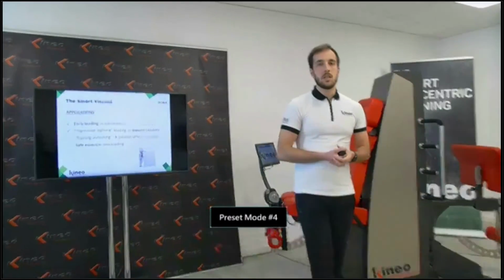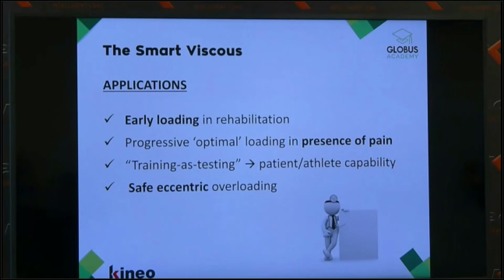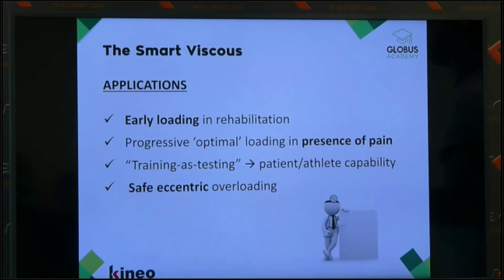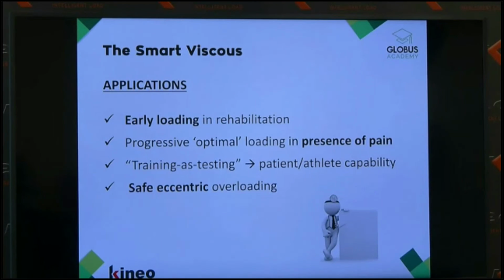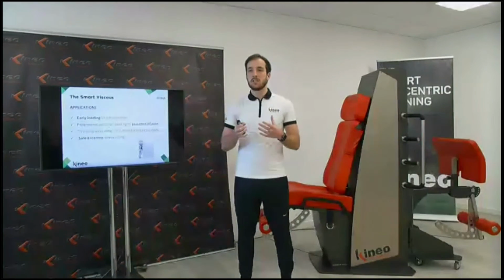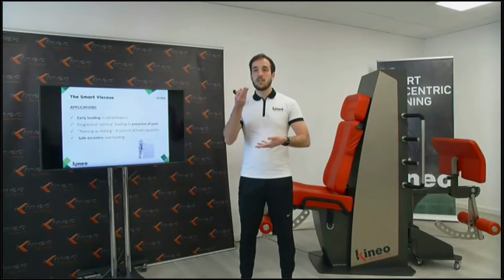Some of the applications of the smart Viscous load, as we sum it up, is the early loading in rehabilitation, in the way that, as we will see during the practice, we can reach very, very low loads automatically, and we can start very early with the rehabilitation, having the patient manage his pain through the execution. Then we can set a progressive optimal loading. And as I said before during our break, Viscous is a great method also for training as testing, as well as a safe eccentric loading method to start building your eccentric, because the machine works in a different way in concentric and in eccentric.